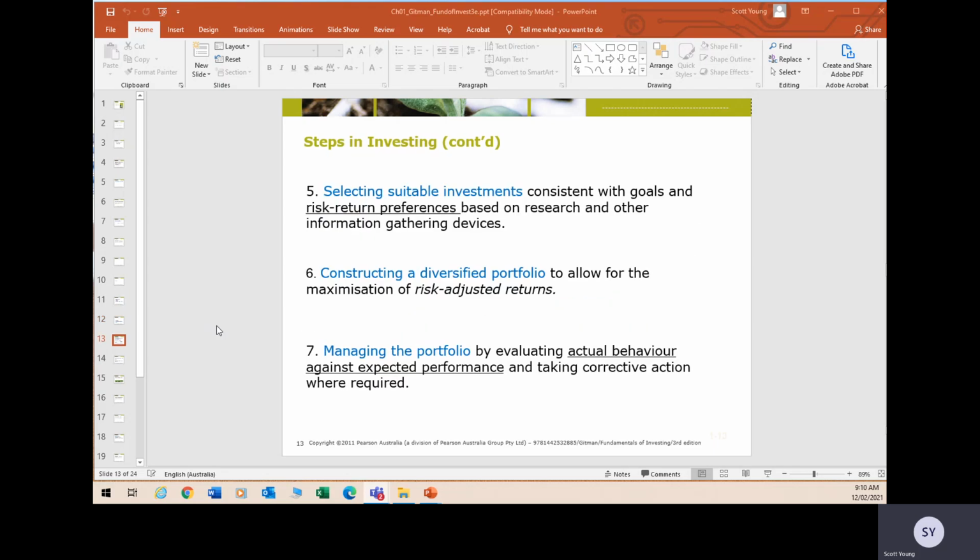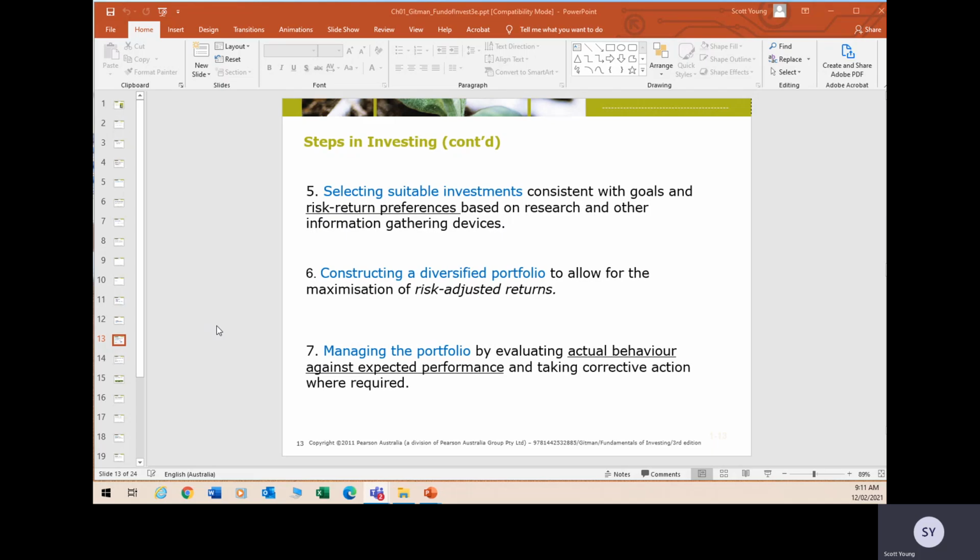So selecting suitable investments: we're getting down through the steps to actually picking what we're going to invest in. It has to be consistent with the client or investor's goals and objectives, and their risk-return preferences. Then we start selecting what the investments might be, and we construct, hopefully, a diversified portfolio. We'll be doing a lot on diversification in week 5, a very massive topic. Again, we want to maximize our returns, or as you can see, risk-adjusted returns, and we'll see how diversification works there.